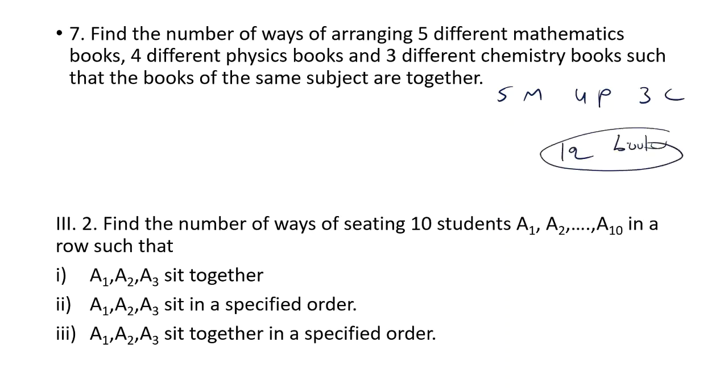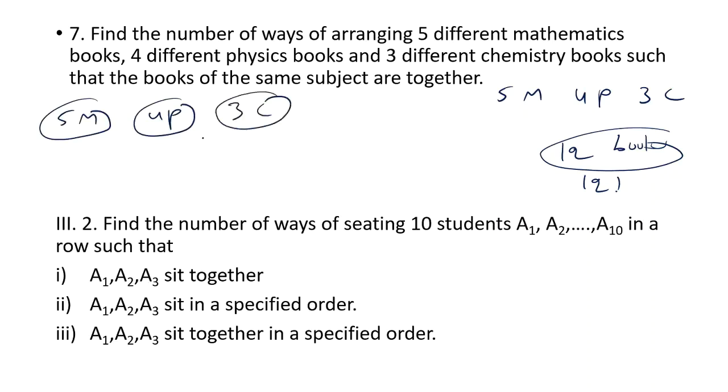If there are no constraints, I can arrange these 12 books in 12 factorial ways. But the constraint is we have to arrange in such a way that all mathematics books, all physics books and all chemistry books should come together. So whenever you see coming together, you have to tie up all mathematics books, all physics books, and all chemistry books. After tying them up, we have 3 units. I can arrange these 3 units in 3 factorial ways.